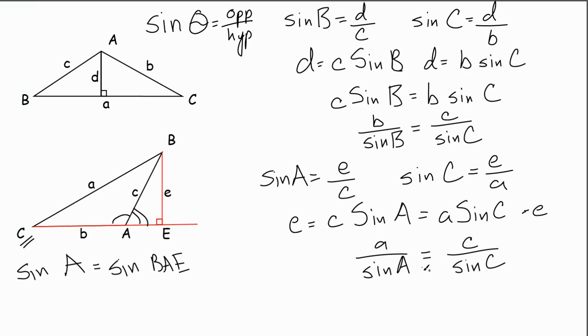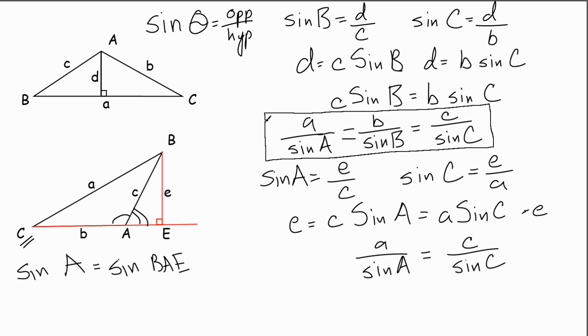And now since I have this C over sine of C, and up here in this equation, C over sine of C, again, I'm going to use the transitive property of equality, and I can just say that A over sine of big A is all part of this big proportion. And that right there is my law of sines.